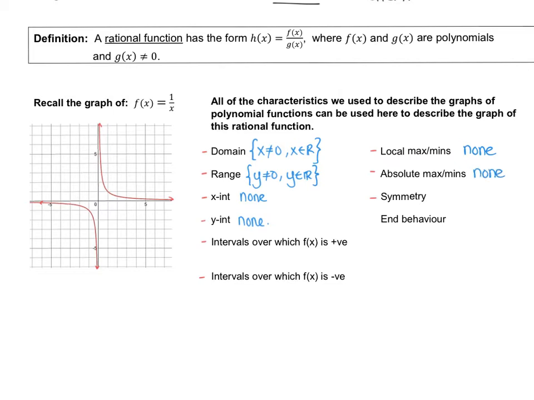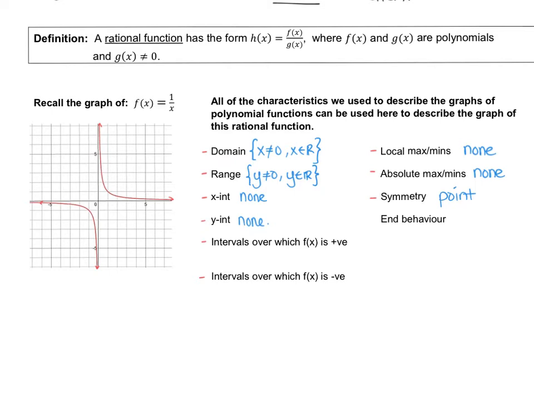Now, in terms of symmetry, remember, we don't focus on that too much, but if you took this graph, let's say the right-hand side, and rotated it around the origin 180 degrees, you could actually see that it does have, in fact, point symmetry. Okay, so this is an example of point symmetry. Okay, now let's take a look at those end behavior statements together, something that's new and very important in grade 12.